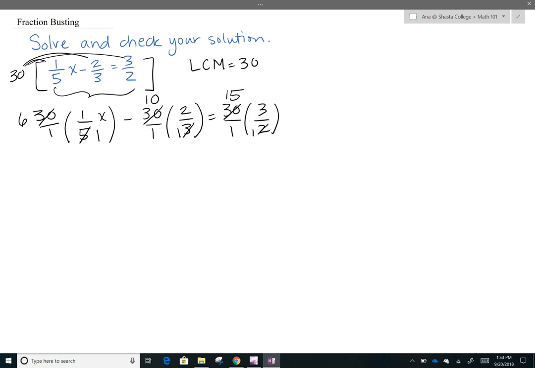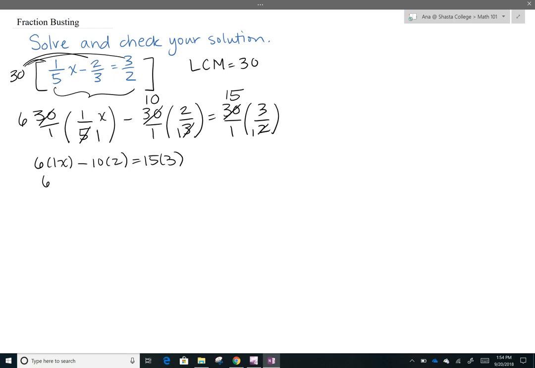So what I'm doing is for each of the terms, I determine how many times the denominator goes into the least common multiple, and I reduce it. Sometimes it winds up being the entire thing. Sometimes it's just a portion. Now I'm left with 6 times 1x minus 10 times 2 equals 15 times 3. Everything else in the denominator are 1s.